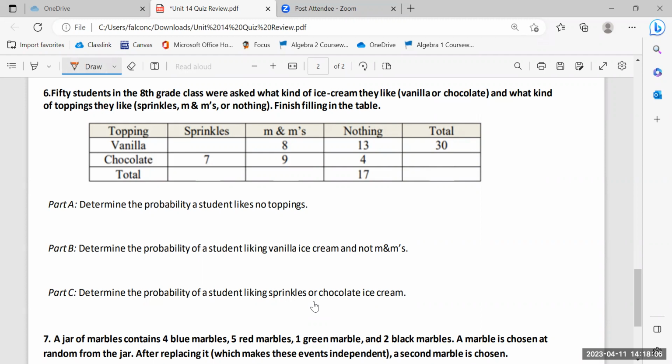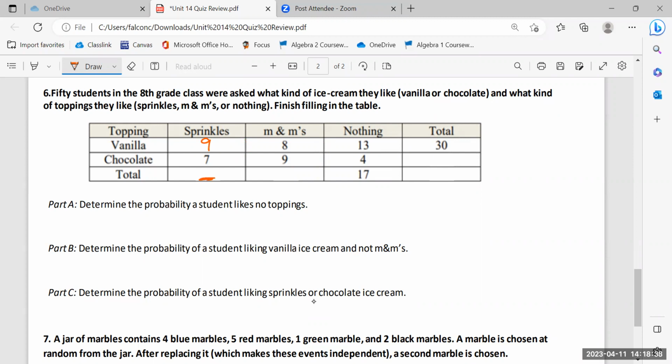So to finish this table, let's start here, sprinkles and vanilla. So the total for this row needs to be 30. And I already have 8 and 13. So what I can do is 30 minus 8 minus 13, and I get 9. So 9 plus 8 plus 13 would equal 30. So we're good. All right. Oops, just erased my 9.